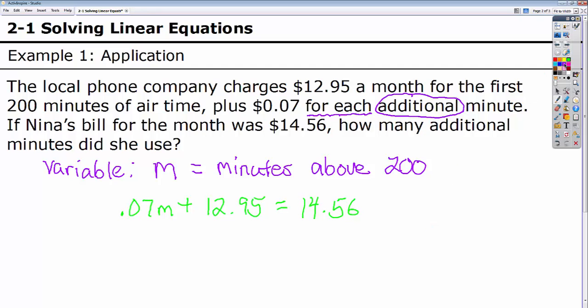Alright, and we can solve this. Okay, and I always have you, especially at the beginning of the year, draw a line down your equal sign. This will help you keep each side straight, and keeps your work organized. You want to work straight down. Don't start working across or randomly all over the page. You want to stay organized. Okay, so the first thing we want to do here is subtract 12.95 from both sides.